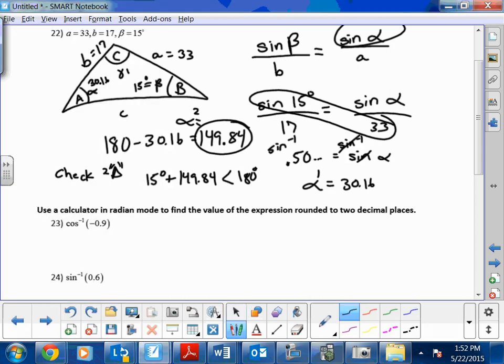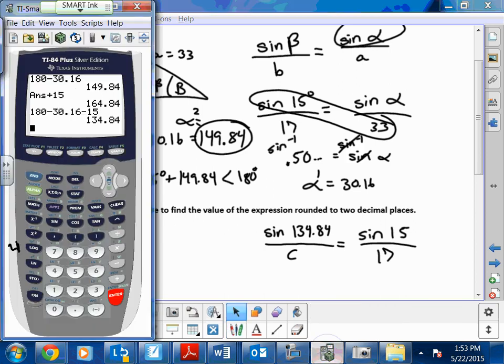So this one could be 134.84. With that in mind, I could use the law of sines now: sine of 134.84 over C, and then let's use the same one we had, sine of 15 degrees over 17. Cross multiply and divide.